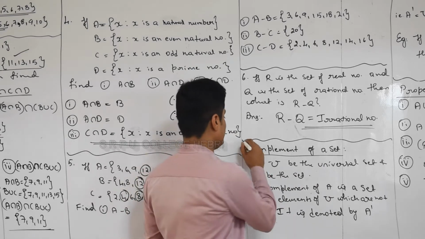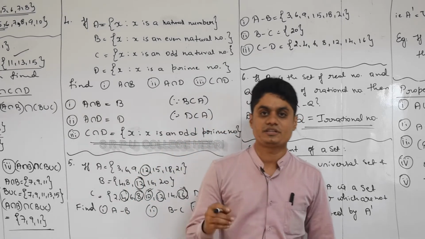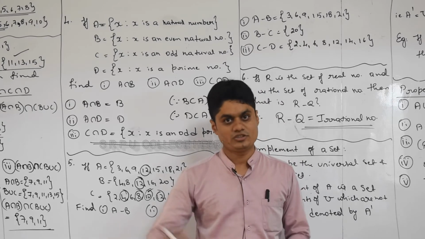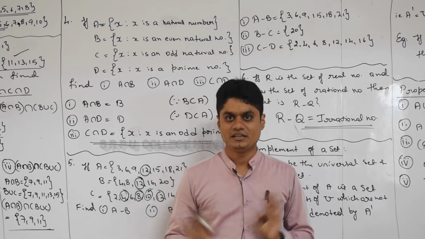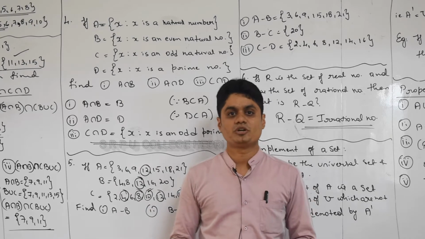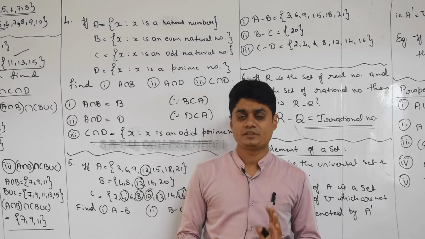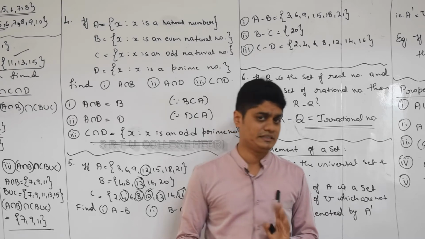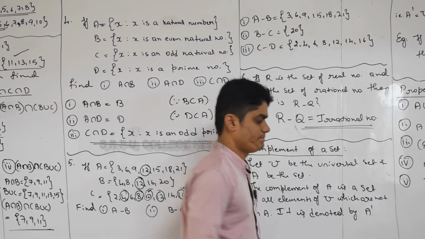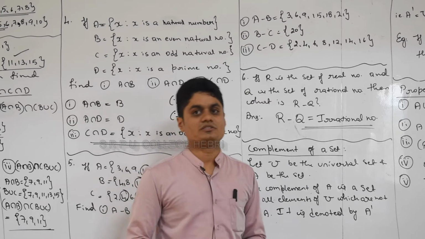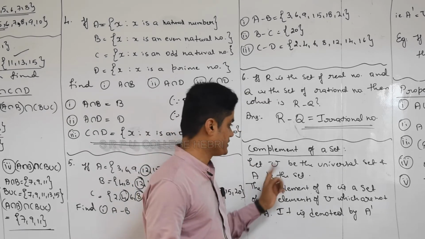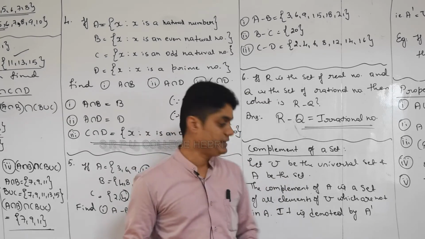So these are the exercise problems of union, intersection and difference between two sets or more than two sets. As I told, these are very simple problems, not at all difficult in this chapter. Any problem is not difficult, remember that, easy to manage. So one more operation on sets we have, as I told in the beginning, that is the complement of a set.